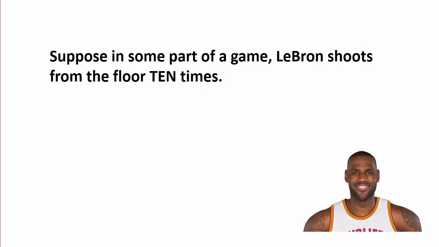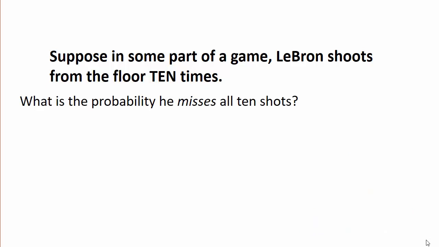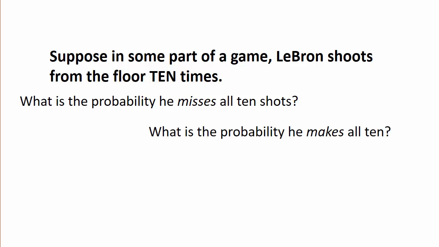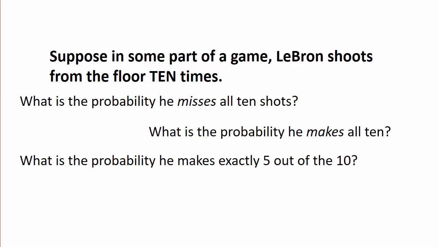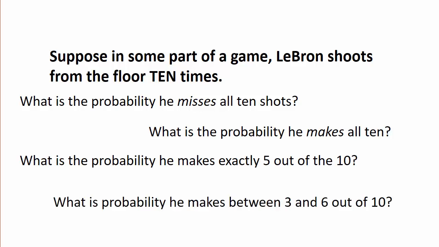Let's suppose in some part of a game, LeBron shoots from the floor 10 times. There are a lot of questions we could ask about what happens with those 10 attempted shots. What is the probability that he doesn't make any of them? What's the probability that he makes all of them? What's the probability that he makes exactly half of them? What's the probability that he makes between, say, 3 and 6 out of the 10?